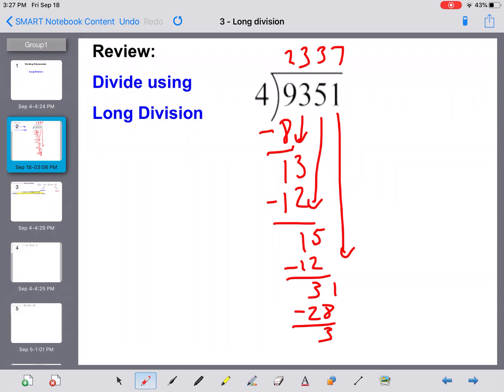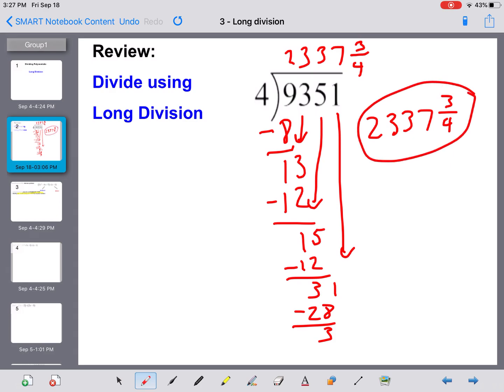Now there's a few different ways we could go from here. We could keep bringing down zeros, but that's not going to apply to what we're going to do today. So what we're going to do is say we have a remainder of 3, but we're going to say it's 3 divided by our divisor of 4. As a mixed number, we would say 2,337 and 3/4 would be our final answer. If you wanted to convert it to a decimal later on, we could, but like I said, it doesn't apply to our way of dividing polynomials.